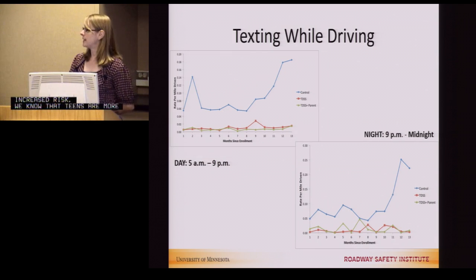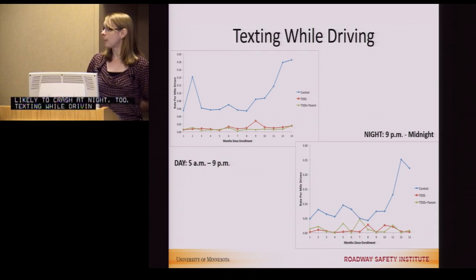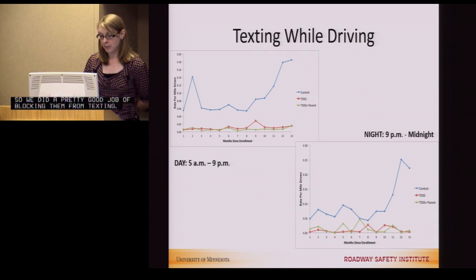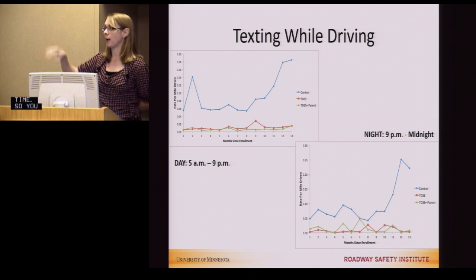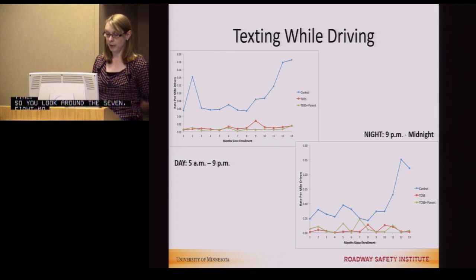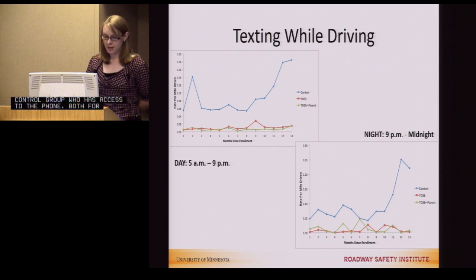Texting while driving looks the same. So we did a pretty good job of blocking them from texting. I think one of the most interesting things about this is that even when we clean the data for outliers, you see the teens get more confident in texting while driving over time. So you look around that 7-8 month mark, and it just starts going up significantly in that control group who has access to the phone, both for day and nighttime driving.